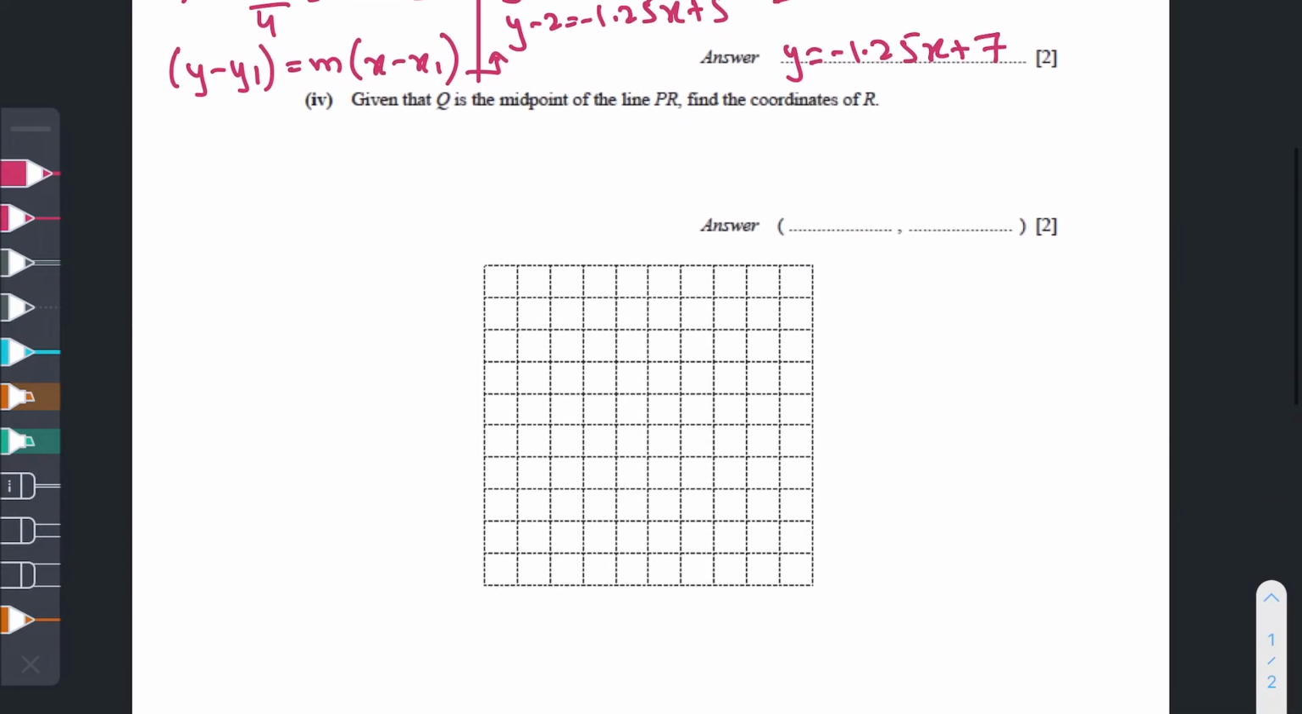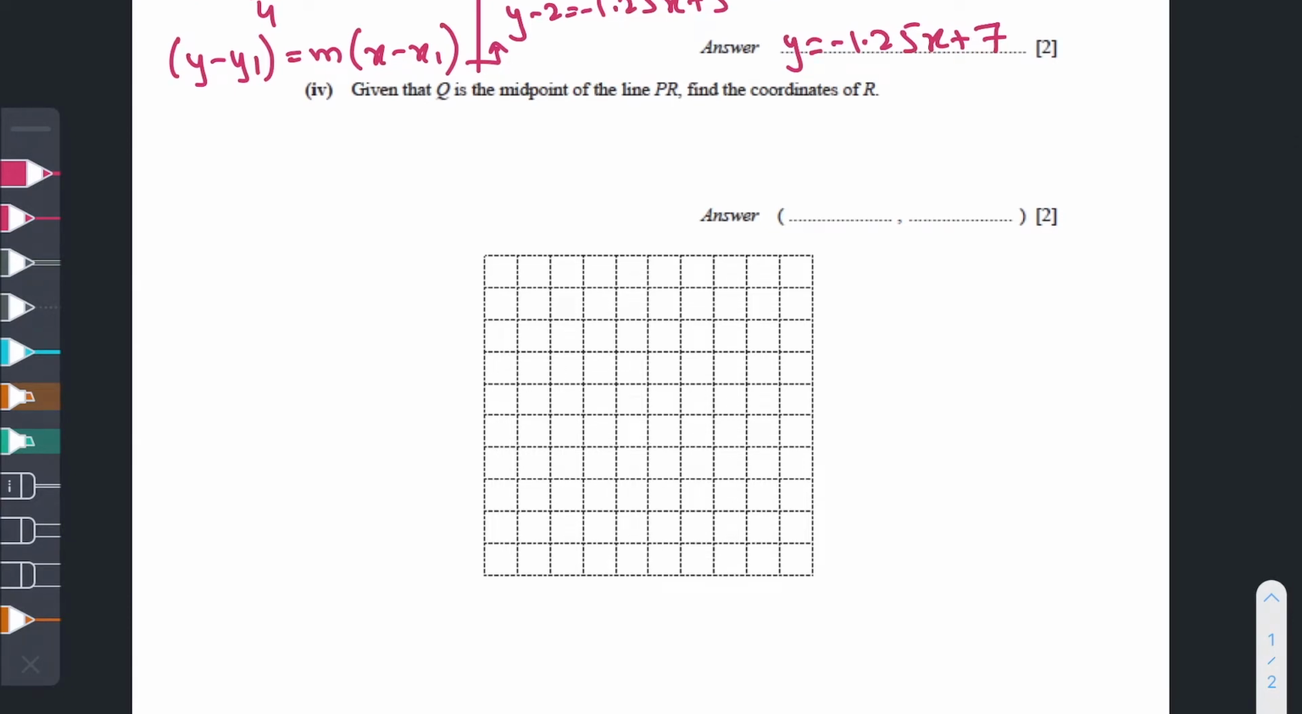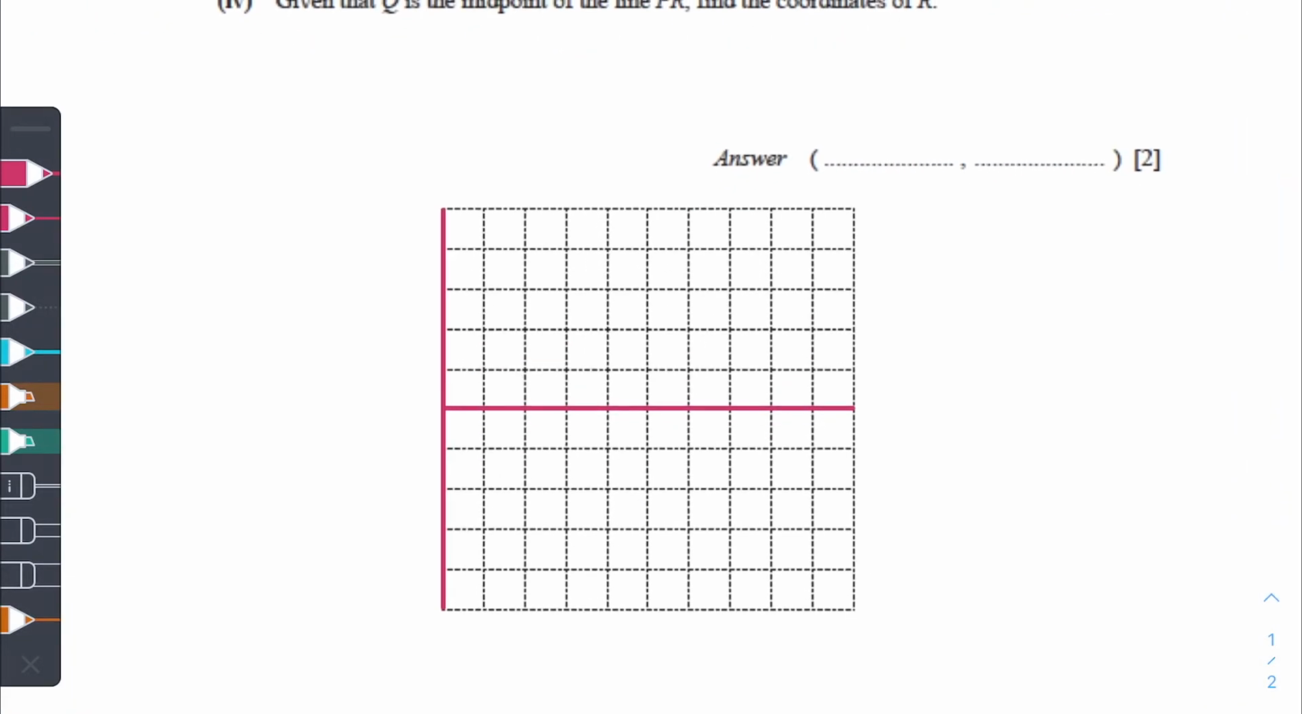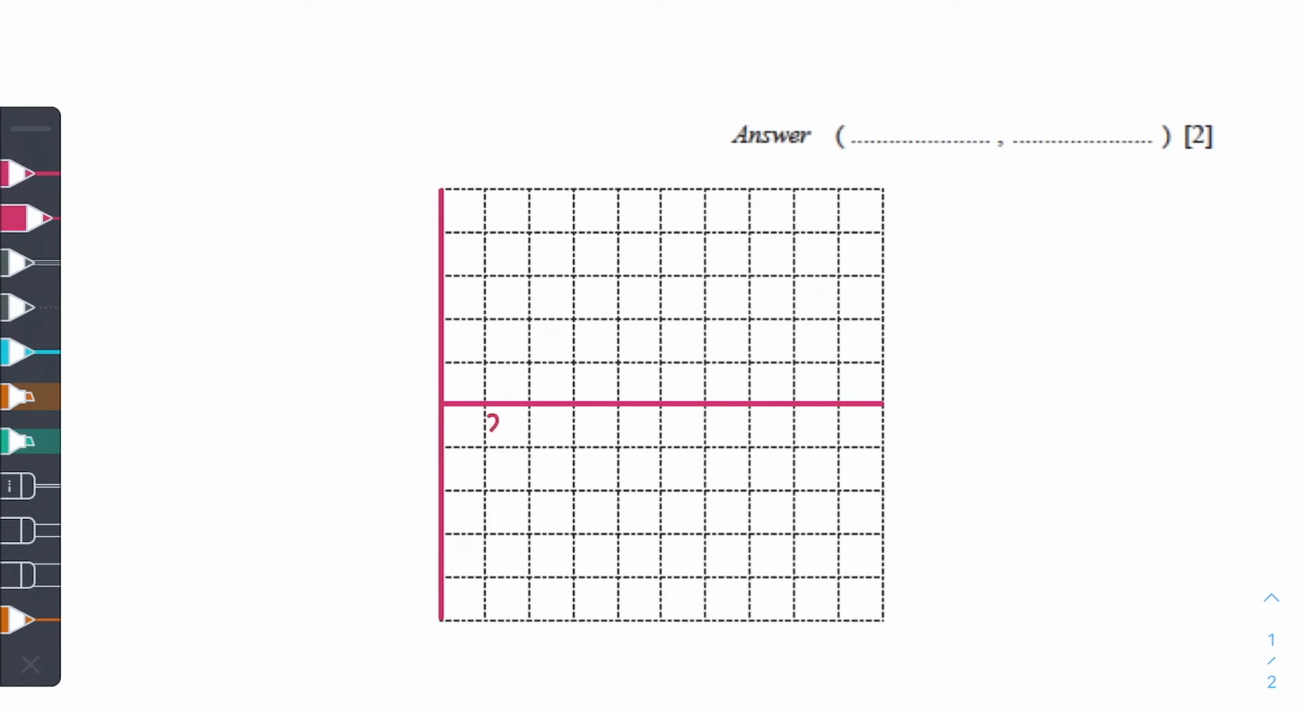The next part of the question says, given that Q is the midpoint of the line PR, find the coordinates of R. They have given us this coordinate plane. Using it makes it simpler for us to find the coordinates of R. So let's label this first. In order to label this, I will need to choose the intervals as well. So I choose 2, 4, 6, 8, 10, 12, 14, 16 for simplicity. And then on the y values, I choose 2, 4, 6, 8, 10 and -2, -4, -6, -8, -10, and then 0 in the middle.